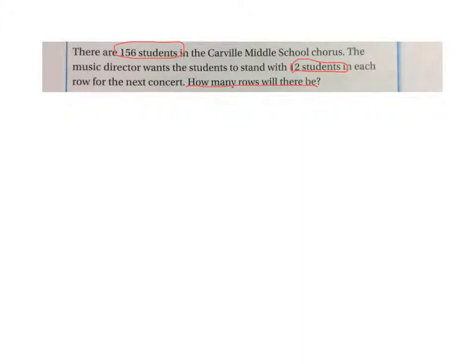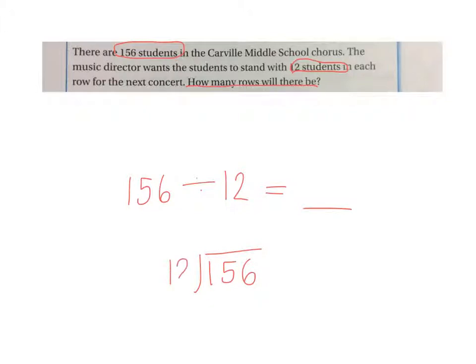So what equation can we use to solve this problem? Ariel? 156 divided by 12. We know our dividend and we know our divisor. What we need to find, of course, is our quotient. Another way to write this problem, of course, is 156 is the dividend in the house, right? Divided by the divisor knocking on the door. And of course, the quotient we're trying to find lives on top of the house, okay?